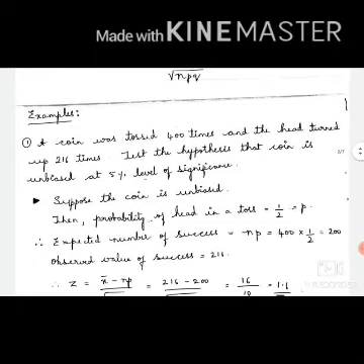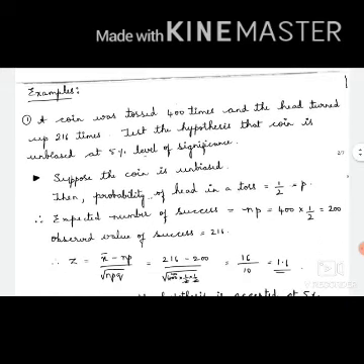We have a few examples here for better understanding of testing of hypothesis. The first one is: a coin was tossed 400 times and the head turns up 216 times. Test the hypothesis that the coin is unbiased at 5% level of significance.